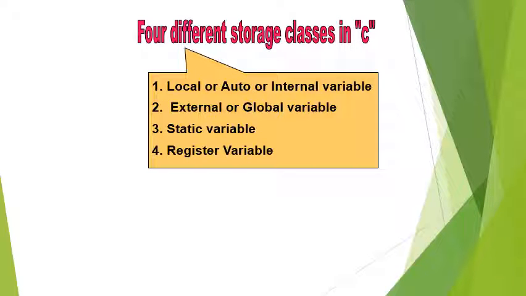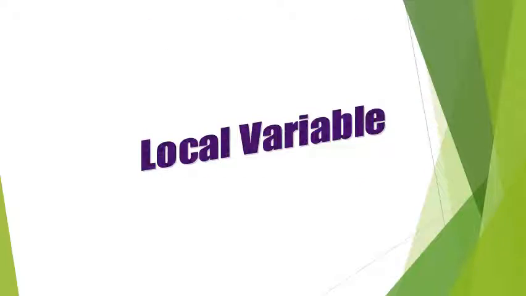There are four different types of storage class in C. The first is the local or auto variable, also called an internal variable. The next one is the external or global variable. The third one is the static variable, and the fourth one is the register variable. So we can look into detail. What is a local variable?